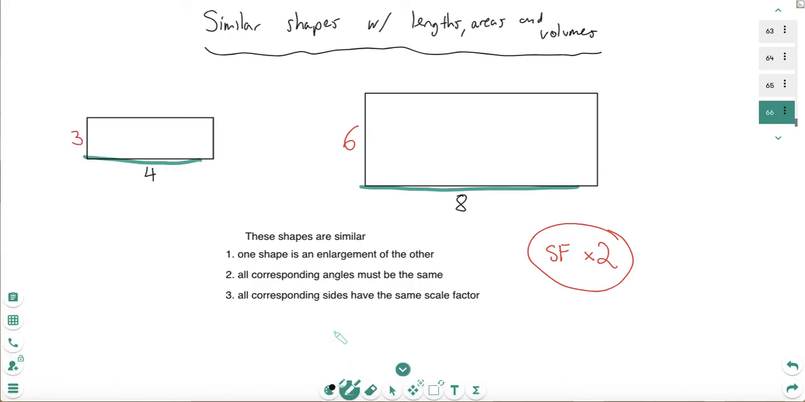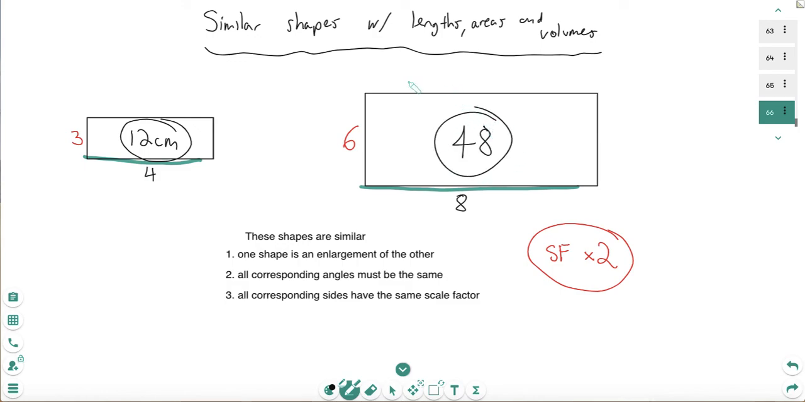Now, let's say we take this rectangle and we find out the area. To find the area of a rectangle, it's 3 times 4, which is 12. And then a lot of people would assume that if the area of the smaller shape is 12, to find the area of the bigger shape, we must multiply it by 2, because that's our scale factor. So 12 times 2 is 24. But if we were to actually find the area of this rectangle, you'd notice something. The area is length times width, 6 times 8. No, it's actually 48.